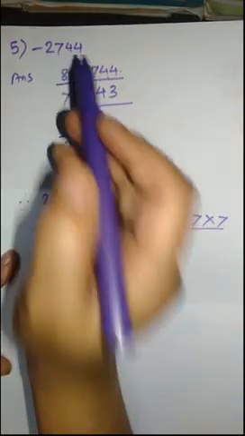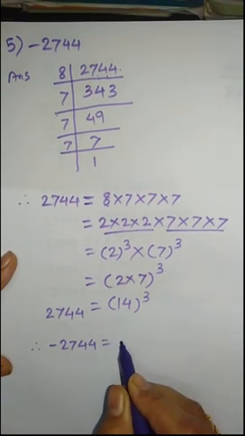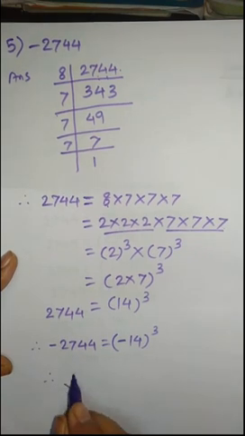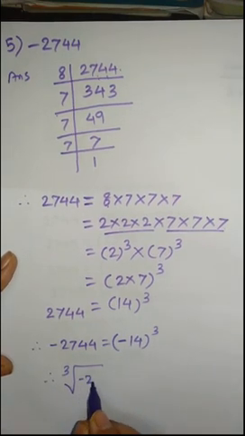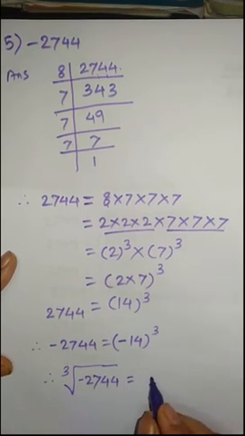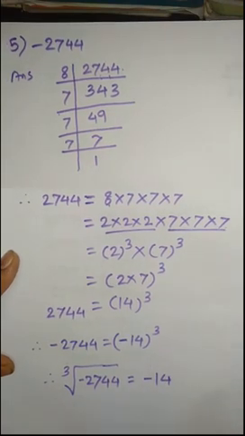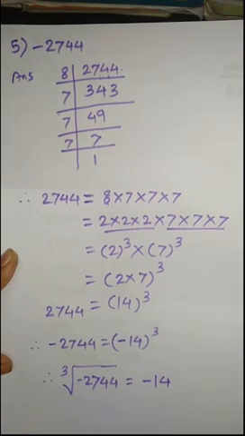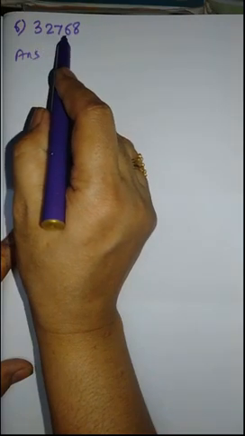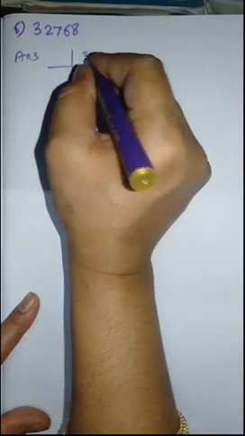But you see the question, it is negative. So therefore negative 2744 is equal to cube of negative 14. So write down cube root of negative 2744 is equal to negative 14. Understood? Very simple. And the last number is 32,768. So factorize this. It is a very large number.